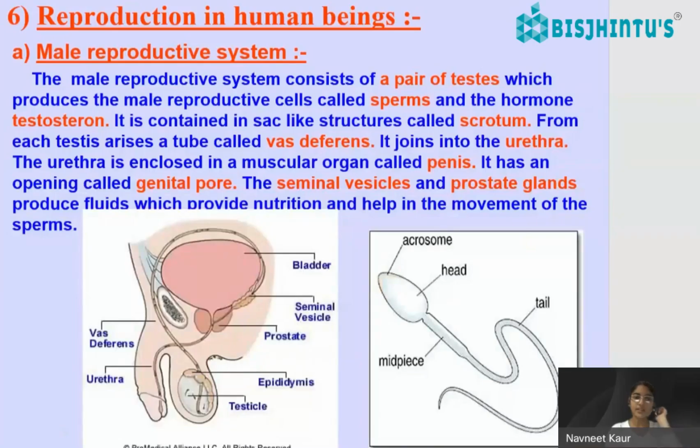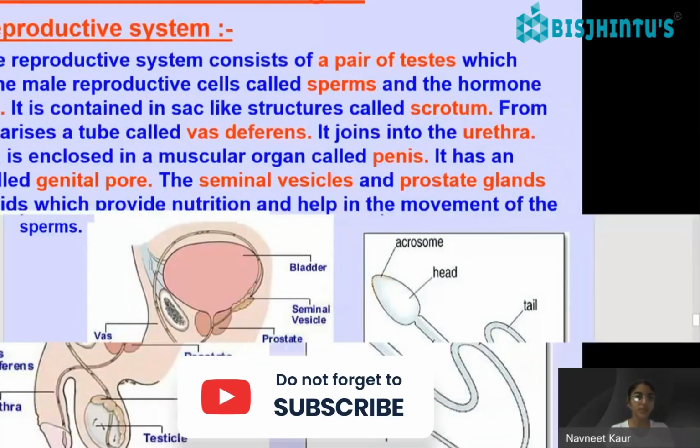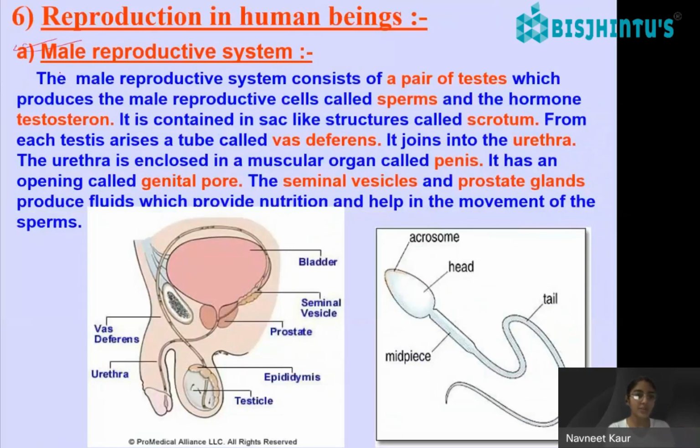So, my dear learners, now we are going to learn about reproduction in human beings. So, here we go. We are going to start with the male reproductive system. The male reproductive system consists of a pair of testes, which produce male reproductive cells called sperms, and the hormone testosterone. For now, we are just going through the theoretical portion. We'll first discuss all these reproductive parts in the diagram, and then we'll again read the theoretical portion for better understanding.